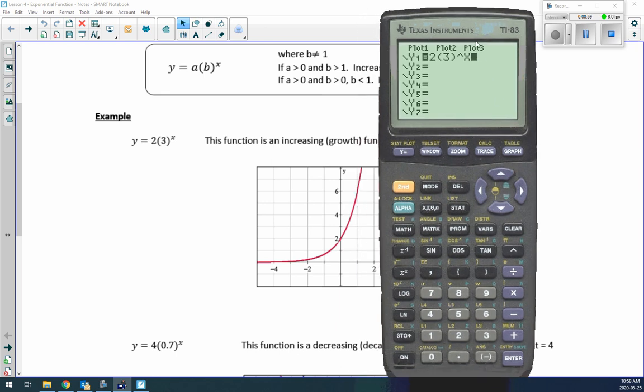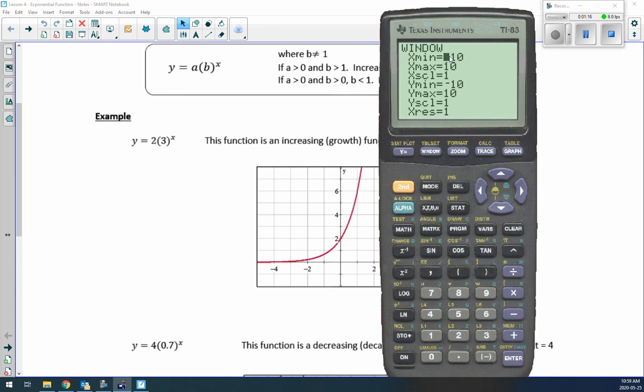Now, we got to set the windows. And we haven't done a lot of setting the windows. So let's set the windows manually, just so you know how to do it. So what we do is we can go to Window. And what this does, it pulls up the x min and the x max. So the x min is all the way going to the negative. The x max would be going to the positive, like in positive infinity. And then y max and y min.